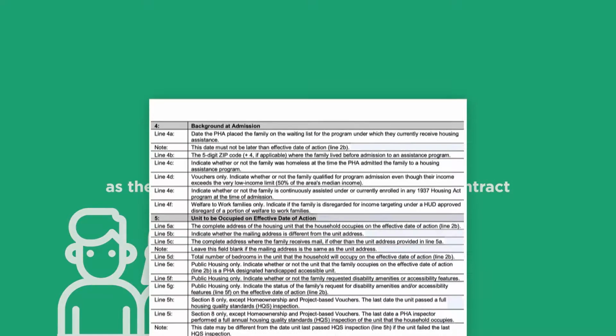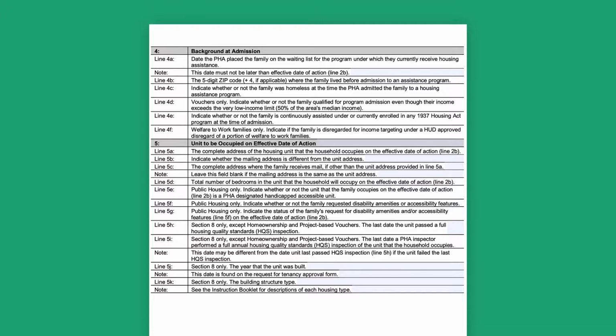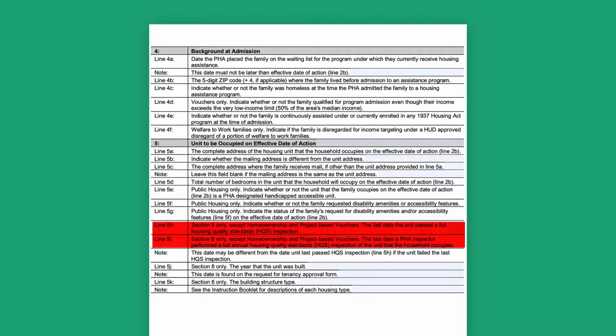For inspections, for PBV units, a PHA does not report the last date the unit passed inspection on 5H. Also, the PHA does not report the date of the last annual biennial inspection on line 5I.